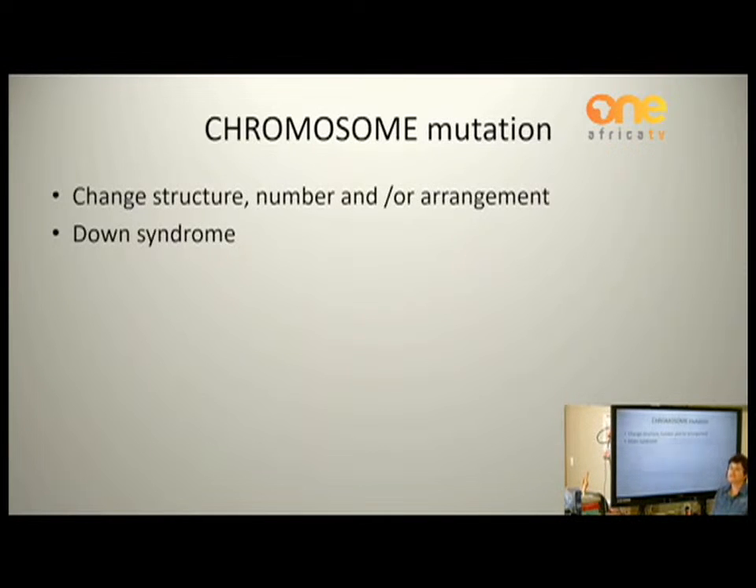So when we look at a chromosome mutation, it means there's a change in the structure of the chromosome or the number of chromosomes in the organism. Remember, the chromosome number is fixed to a species. How many in a human being? 46 chromosomes. If that number of 46 changes, it is a chromosome mutation. It can also change the arrangement. And the example that we are going to study is Down syndrome.